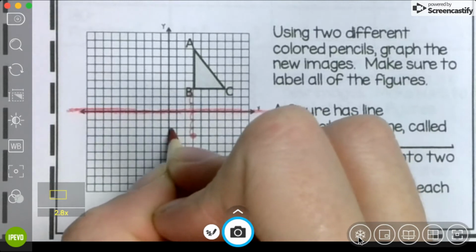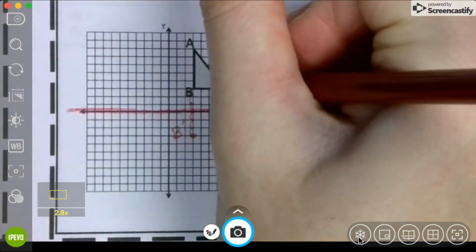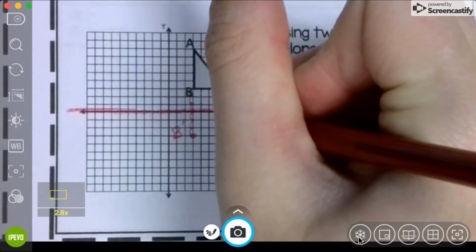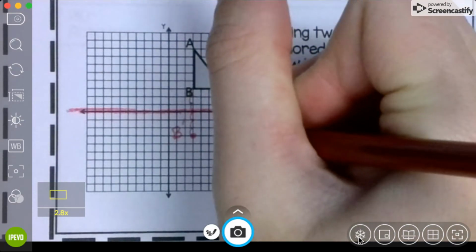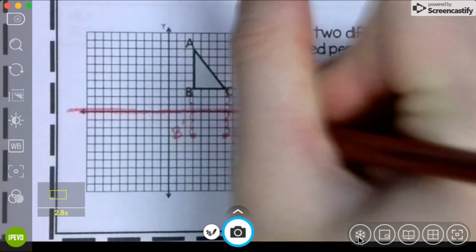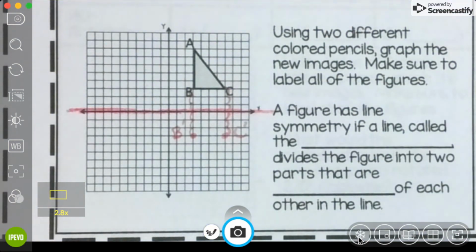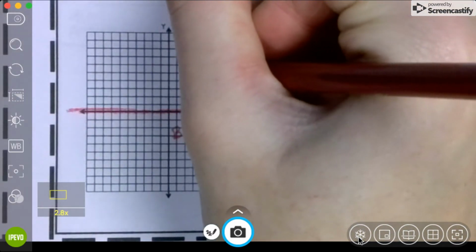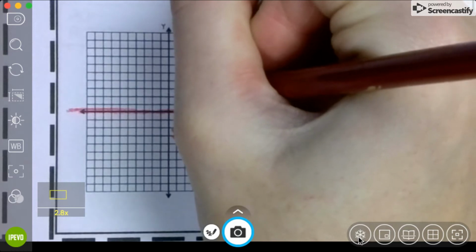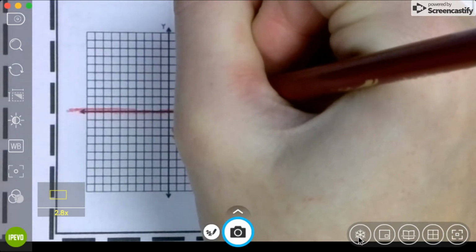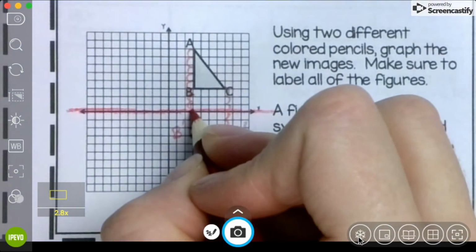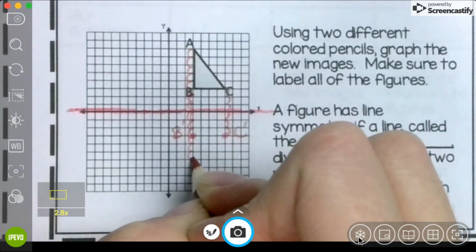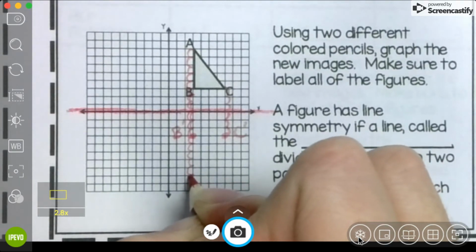So this is going to be my B. C is 1, 2, 3 away, so away from that would be 1, 2, 3. That would be my C. And then I'm going to do the same thing with my A. 1, 2, 3, 4, 5, 6, 7, 8. So then I'm going to go down 1, 2, 3, 4, 5, 6, 7, and 8.